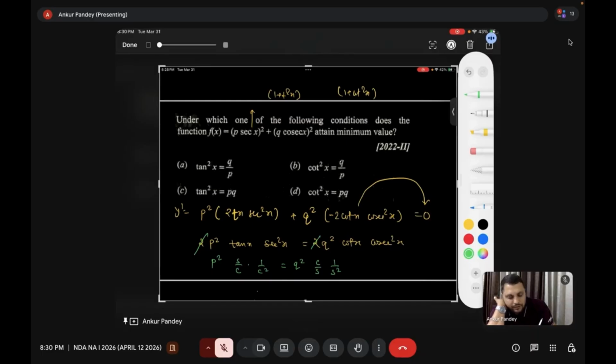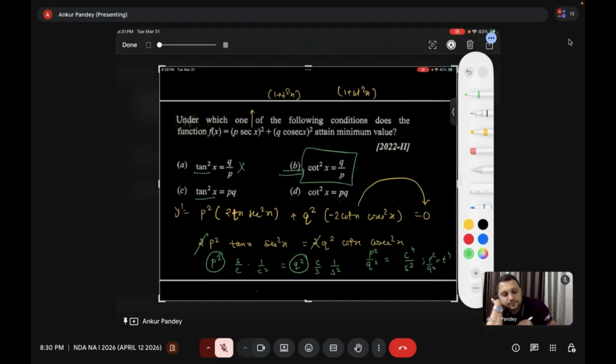Gathering everything one side, so p square by q square equal to cos to the power 4 by sin to the power 4, means tan to the power 4 equal to p square by q square. So tan square equal to p by q. Wrong, ulta is right. Clear? Sure. Basic definition.